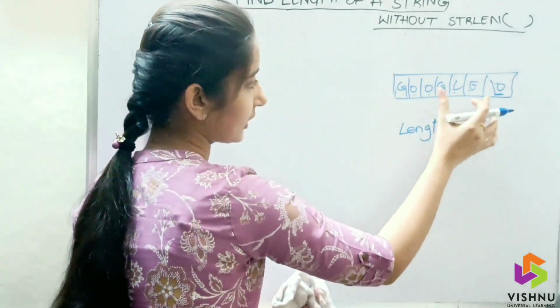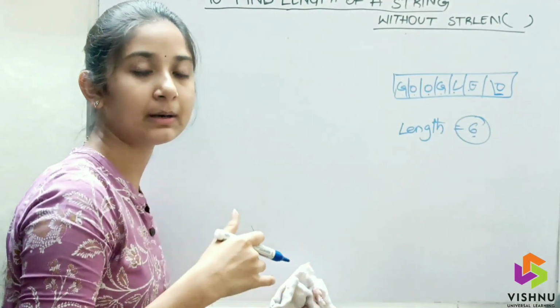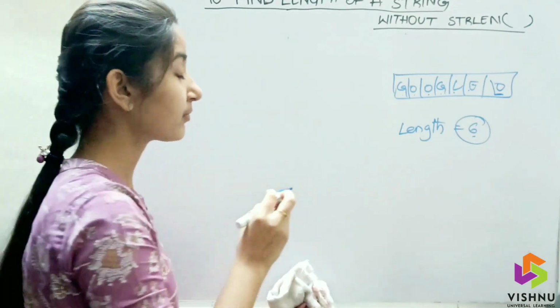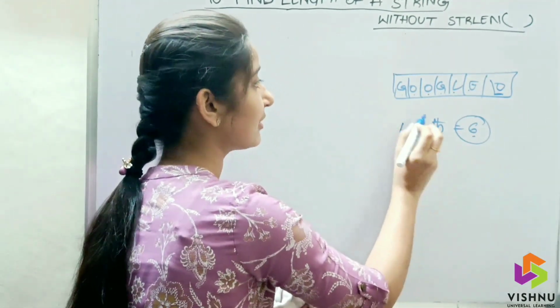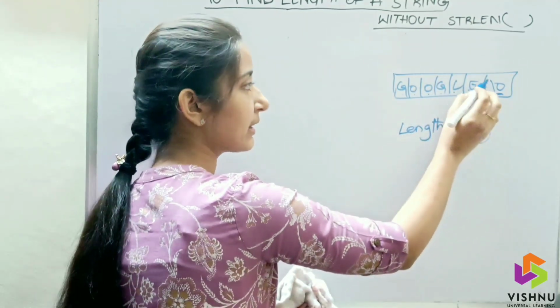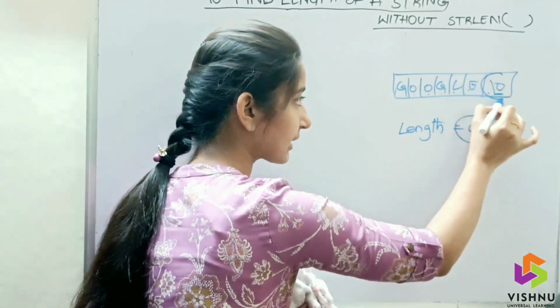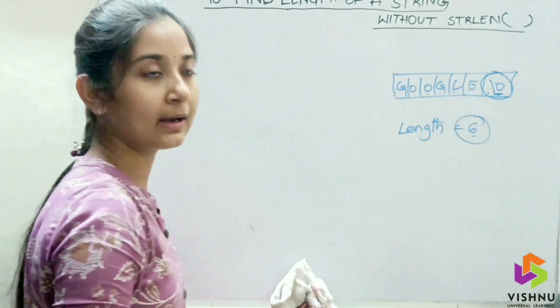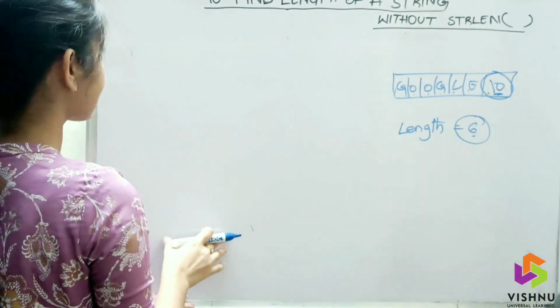This null character is not actually part of this string, but it represents the end of a string. That means to get its length, we count character by character, each and every character, till we get the null character. That means this null character is excluded from the length of a string. Let's start our program.